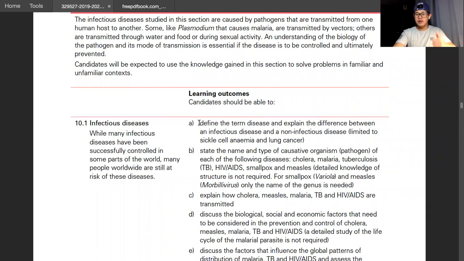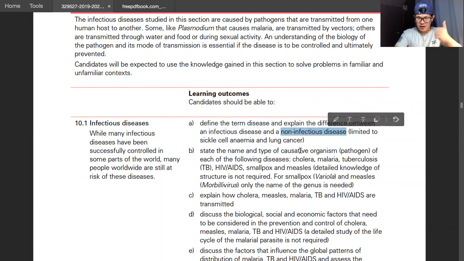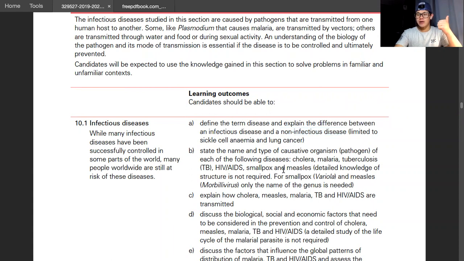Okay, so number one, what we're going to do first is identify the term disease. We're going to be able to define what we mean by disease, okay? And we can also explain the differences between infectious diseases and non-infectious diseases. So we're going to define, and we're going to know which one is infectious, which one is non-infectious.